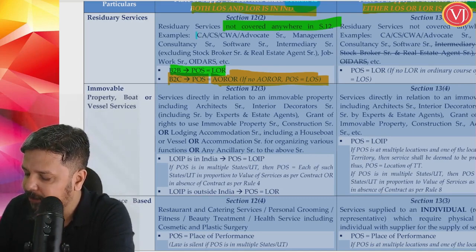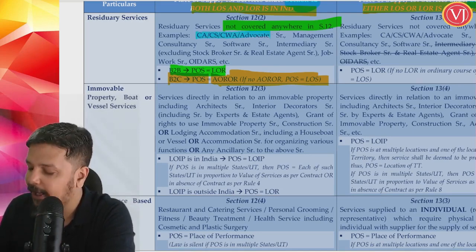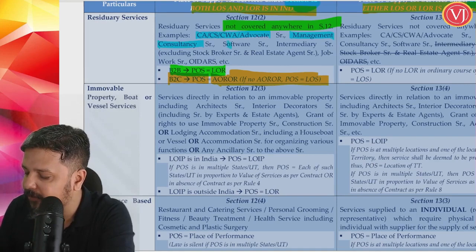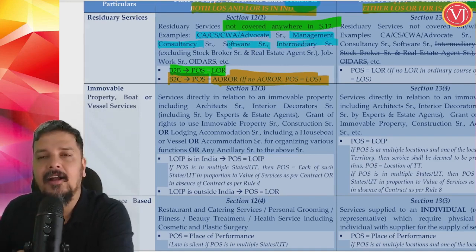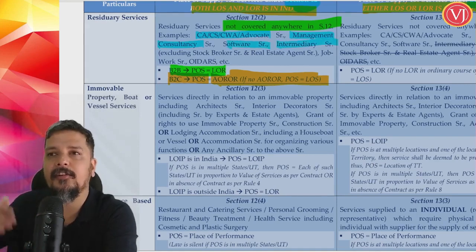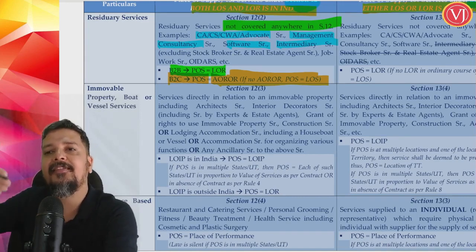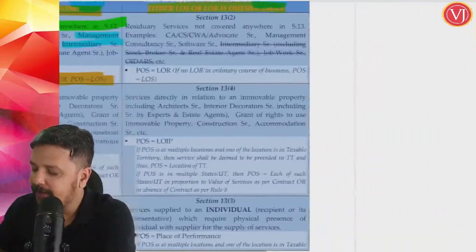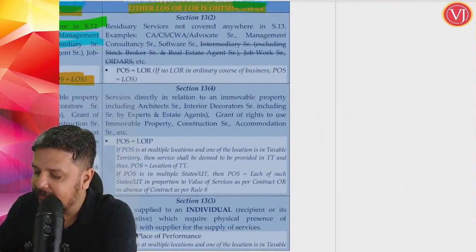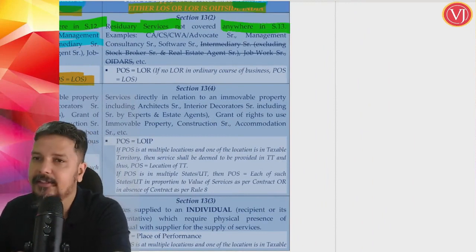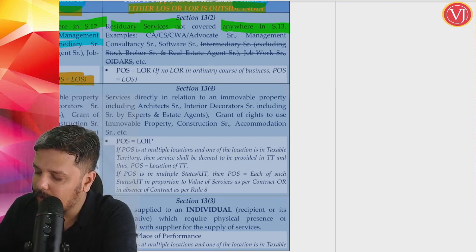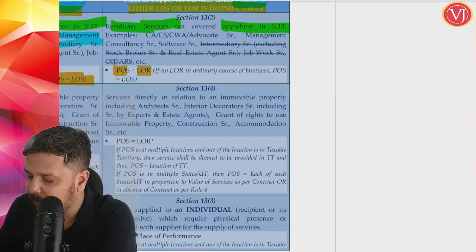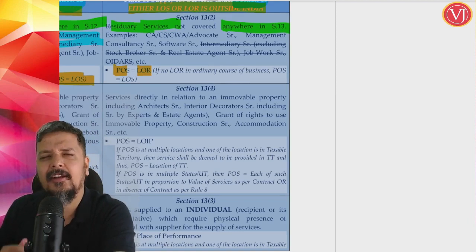Say, for example, your CA, CWA, CS, advocate services, management consultancy services, software services. All these services will be covered in the residuary provisions because you don't find them specifically covered anywhere in section 12. What if it is a residuary category in section 13? Not covered anywhere in section 13. What are you required to do? Your place of supply is location of recipient.